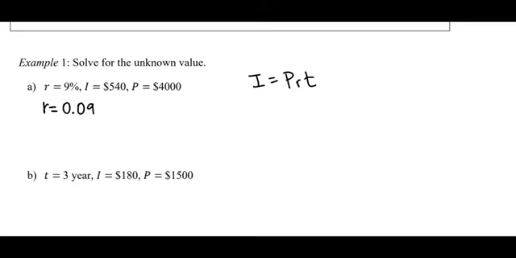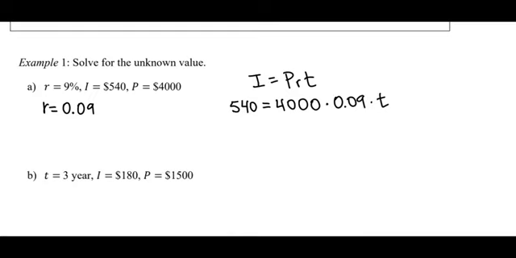So we have the R, we have the I, we have the P, we do not have T. So let's go ahead and drop everything into this formula, replacing our variables with the given values. So instead of I, I'm going to use 540 equals, instead of the P is 4,000, so I'm going to drop my 4,000 there in place of P, times 0.09, which is my R, and then I have the missing variable, which is T.